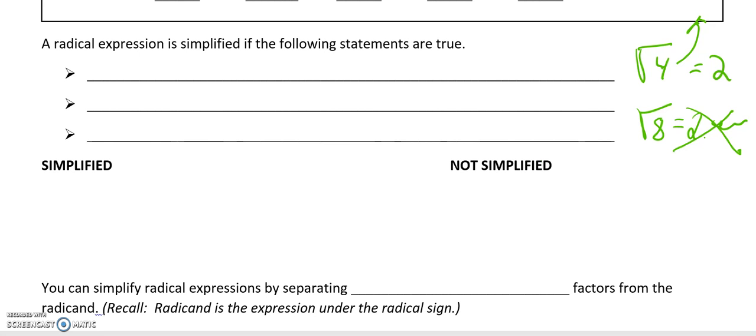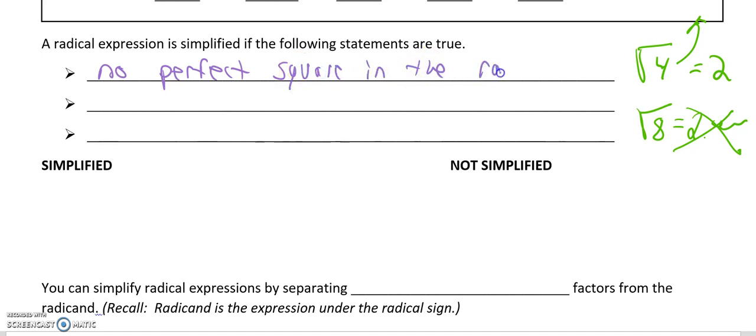So what does it mean to simplify something? First off, it means that there are no perfect squares in the house, we'll say. So inside of here, there are no perfect squares. And we'll elaborate on that in a second.